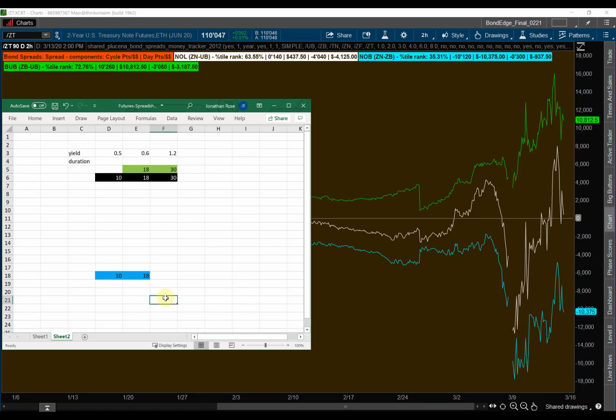So for me, I like being short the green line. Watch that white line, though. If that white line starts turning up, maybe it turns up here, you've got to hedge by buying that blue line.